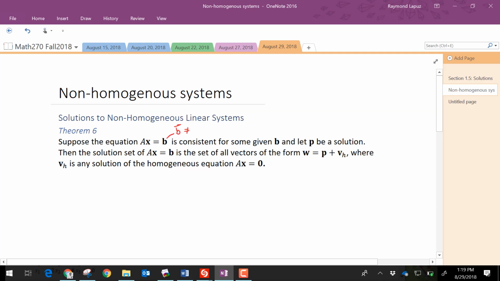b not zero is consistent for some given b, then p is a solution. So we're assuming that we have a consistent system. Then the solution set of Ax equals b is a set of all vectors of the form p plus v sub h. And what's v sub h? It's any solution to the homogeneous equation Ax equals 0.